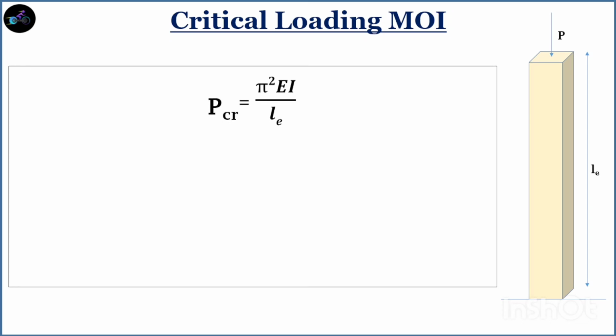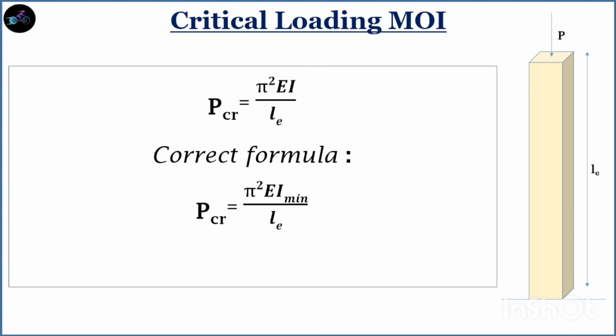Okay. Now that critical load formula is pi square EI upon LE square, where pi is pi, E is Young's modulus, I is the moment of inertia of the cross section, and LE is the effective length that changes depending upon what kind of end scenario it is. It's either both ends fixed, both ends hinged, one fixed and one hinged, or one end fixed and one end free, like that. Okay, but I don't think this is the correct formula. The correct formula is basically P critical is equal to pi square E I min divided by LE square.